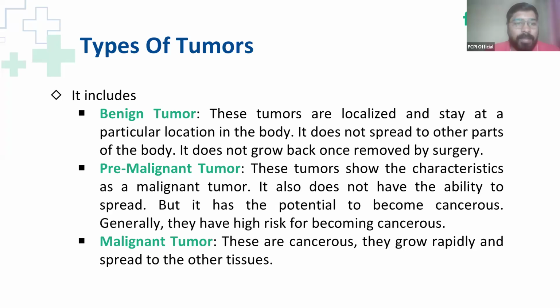And the pre-malignant tumor. These have the characteristics of a malignant tumor, but they don't have the ability to spread, but have the potential to become cancerous. They have a high risk of becoming cancerous. And malignant tumors are generally cancerous, grow rapidly, and also spread to other tissues.